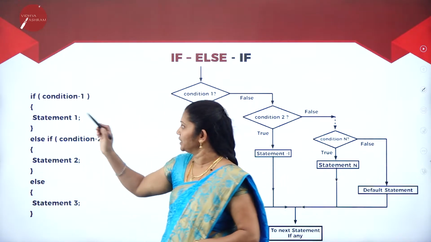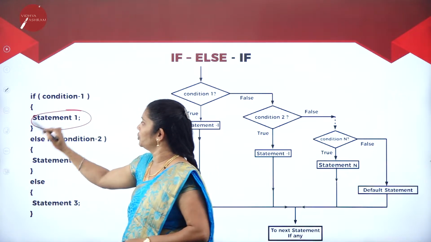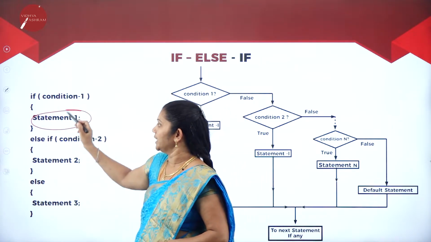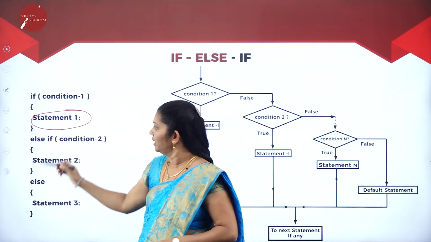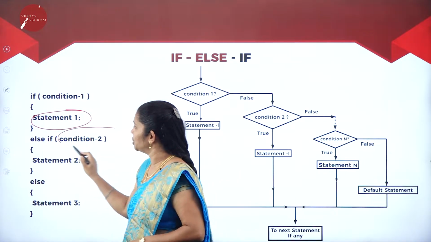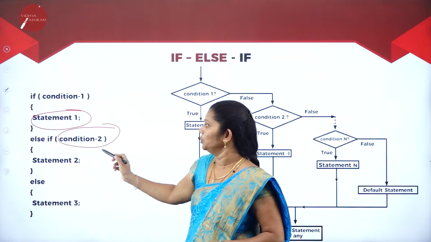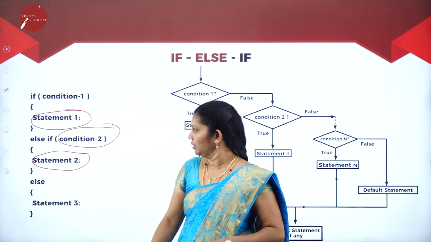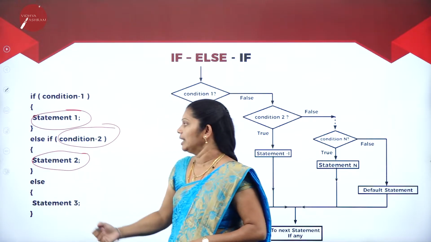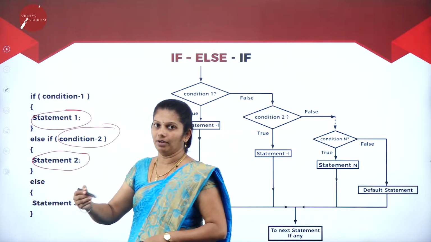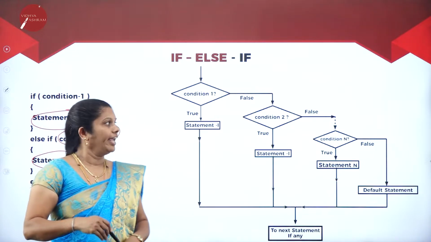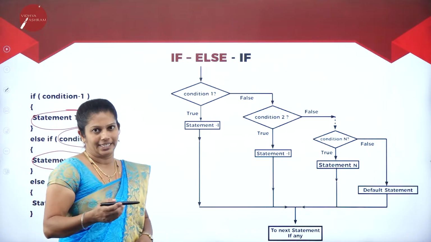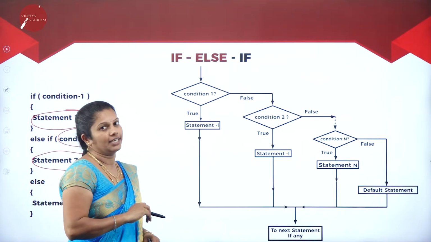If the first condition is satisfied, then statement 1 will execute. If this condition is not satisfied, then it will come to the else part. Else, if one more condition is there, that is condition 2. If this second condition is satisfied, then statement 2 will execute. Then else, finally the last statement, the third statement. One by one, all the statements will execute. If none of the statements are satisfied, then finally it will execute the default value.